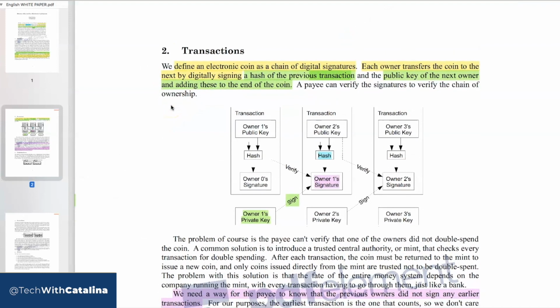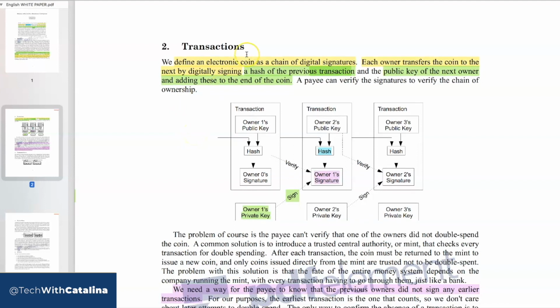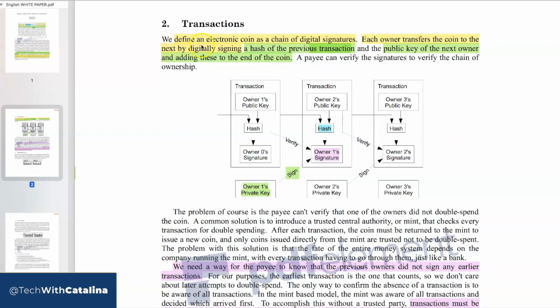Okay, this is the information that I wanted you to know about transactions before we go again to the Bitcoin white paper. Now let's read what Satoshi wrote for us. We define an electronic coin as a chain of digital signatures. This is very interesting because, as we said before, a blockchain is a chain of ownership of who has the right to spend those Bitcoin next.